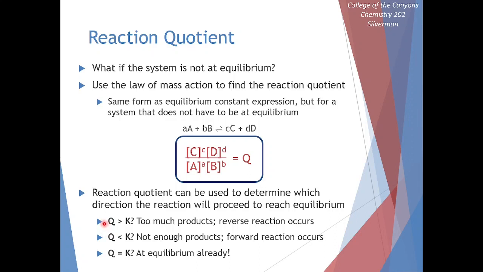If we have a Q value that is too big, that means that we have too many products. The numerator is too large.